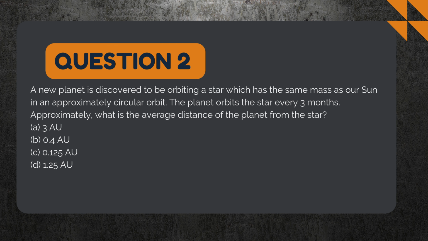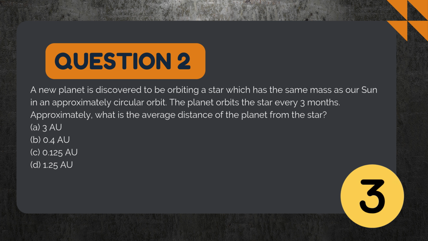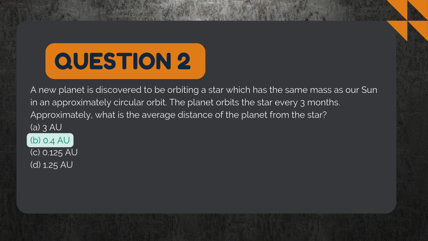Question 2. A new planet is discovered orbiting a sun-like star in a circular orbit. It completes 1 revolution in 3 months. Approximately what is its average distance from the star? A. 3 astronomical unit, B. 0.4 astronomical unit, C. 0.125 astronomical unit, D. 1.25 astronomical unit. Correct answer is B, 0.4 astronomical unit.